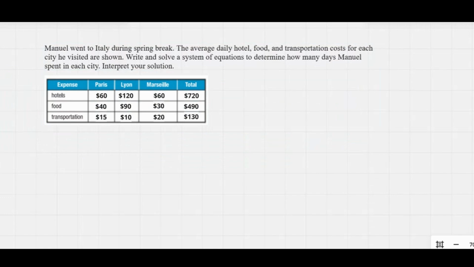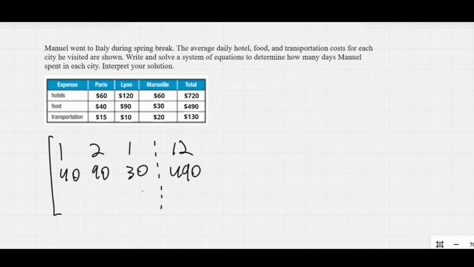Well, the first thing we should probably do is create an augmented matrix for this table of values. So let's do that right now. Actually, the first thing I can do, before even doing the augmented matrix, is probably dividing all of these first row values by 60. That actually makes it much easier for us, so let's do that. I'm not going to make it super huge, but I'll do it like this. So we have 60 divided by 60 is going to be 1. Then we have 2, 1, and then we're going to create the augment, and then we have 12 over here, and then we can keep the 40, the 90, the 30, this 490 total over here.